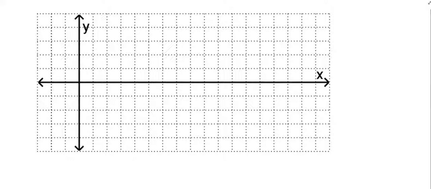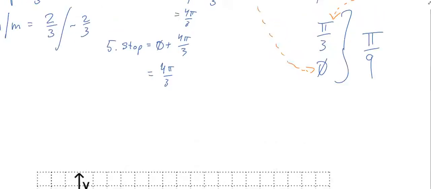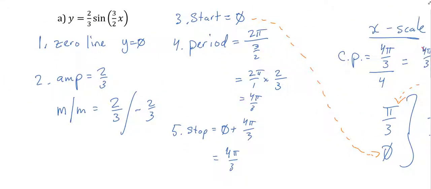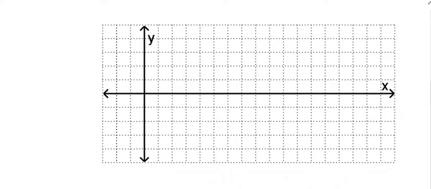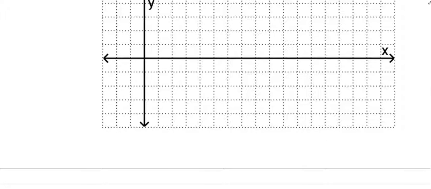Okay, now I'm going to do my y-scale first. I've got to look at our amplitude for the y-scale. It was 2/3. So how do I make sure my points fall on that? I take 1 and break it up into thirds. So I'm going to go 1, 2, 3 is 1, and 1, 2, 3 is -1. So that 2/3 and 1/3 and stuff fits on that scale, right? That's usually not too hard to do.